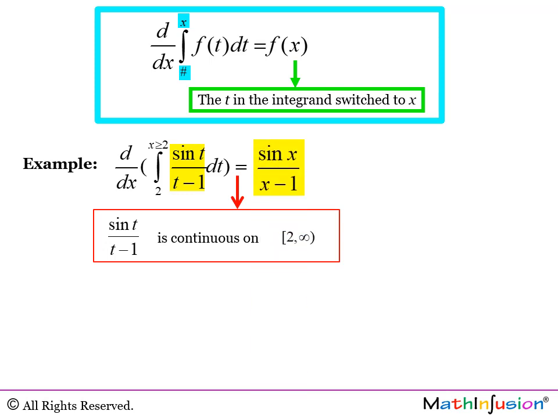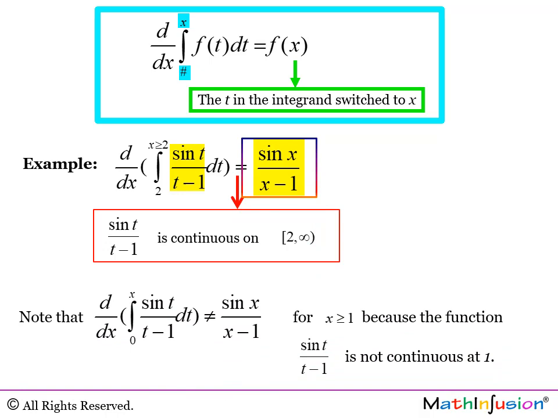Again, this is just the integrand after switching all the t's to x. Pay attention. This is not true for x's which are greater than or equal to 1, because the function sine t over t minus 1 is not continuous at 1. So you cannot include 1 in the interval of integration, which means that if the lower limit here is 0, then the upper limit cannot be 1 or more than 1.